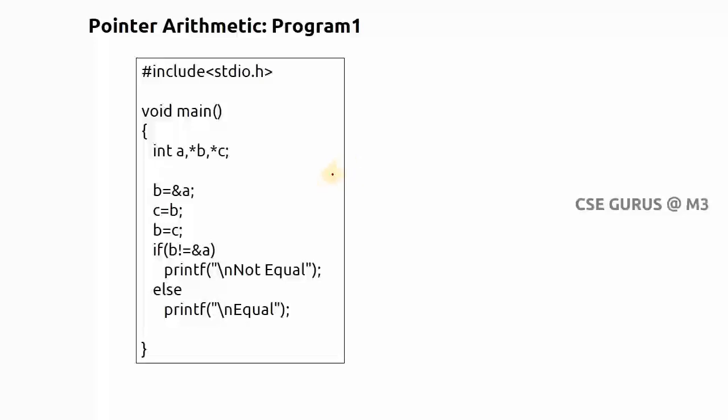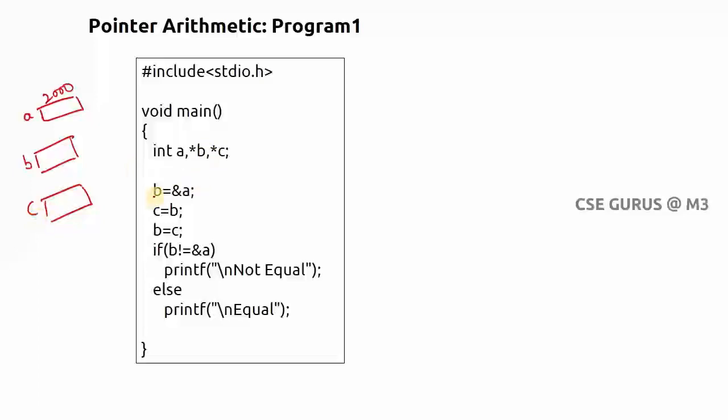The first program, can you guess the output of this program? You can see this one. I have taken int a and two pointer variables, pointer b and pointer c, and b equals address of a. Let us suppose a is a variable stored in some memory location, say 2000. I didn't assign any value, that's why there is some garbage value here. Pointer b is empty here, and c also I don't want to assign initially.